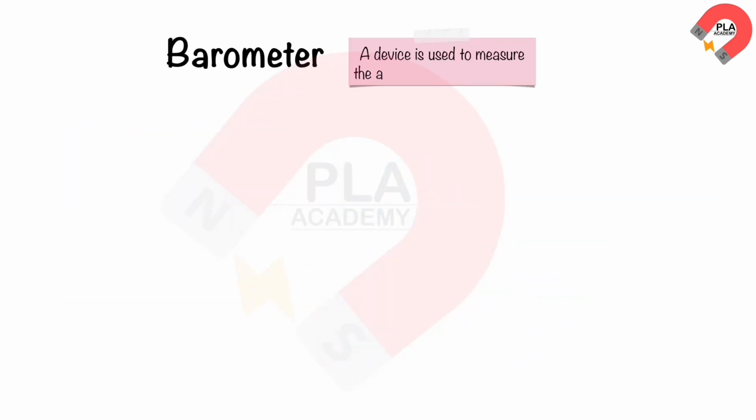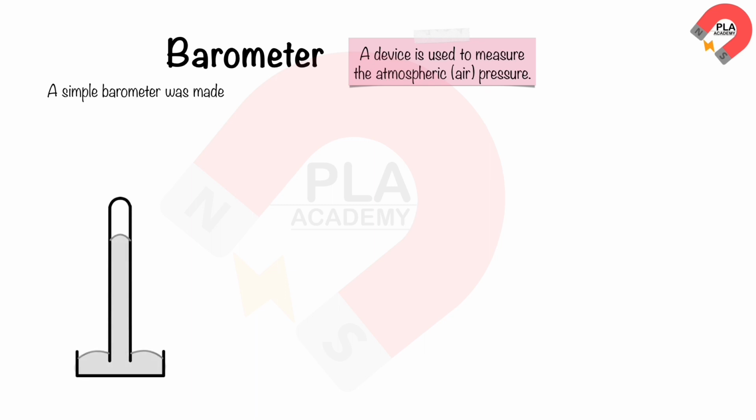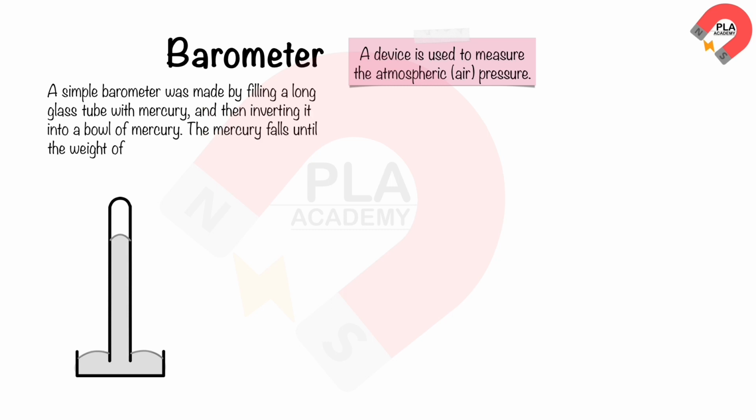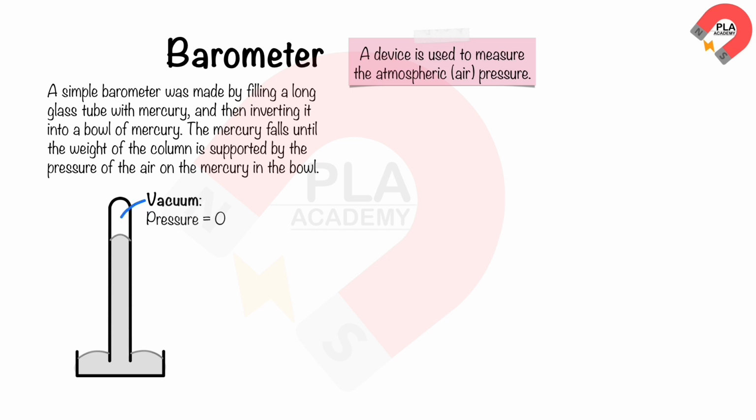A barometer is a device used to measure atmospheric, or air, pressure. A simple barometer was made by filling a long glass tube with mercury, and then inverting it into a bowl of mercury. The mercury falls until the weight of the column is supported by the air pressure pushing down on the mercury in the bowl, as shown. This creates a vacuum at the top of the tube, which has zero pressure. As a result, the air pressure outside the tube acts on the mercury surface, pushing it up the tube to a height that balances the weight of the mercury column.